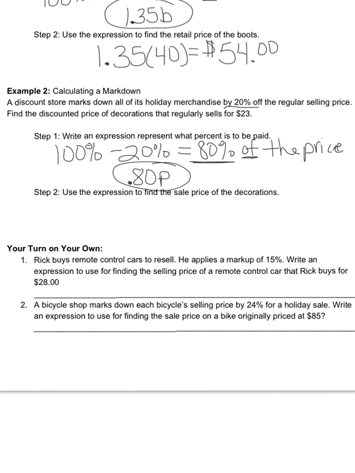So down here, using that same expression, I would take 80%, so 0.80 times, in this case, I now have the actual price of the item, so I would substitute 23 in place of P. So 0.80 times 23 equals 18.4, and in terms of money, that would be $18.40. So for these holiday items, they would cost me $18.40.